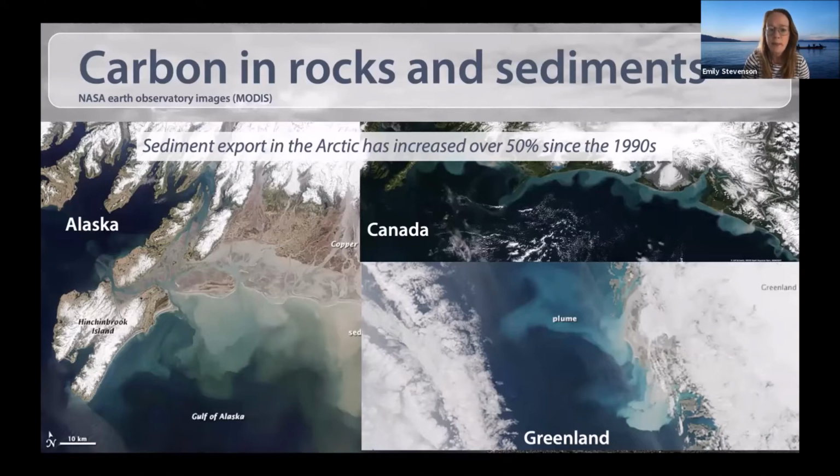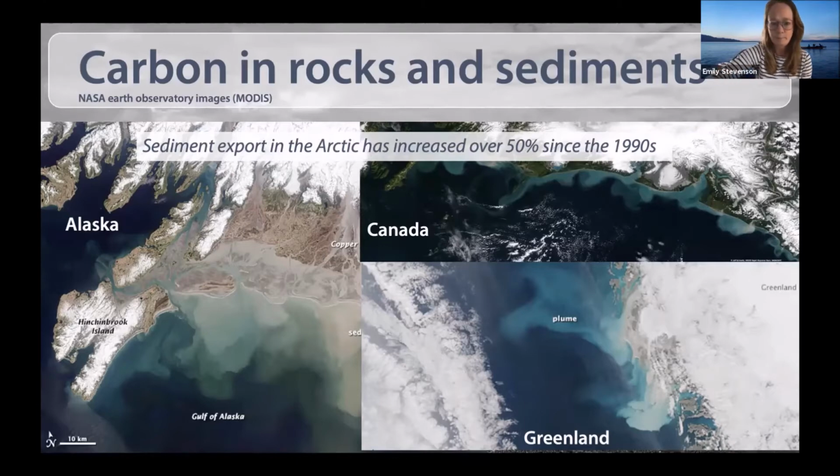This is predominantly because of glacial erosion, permafrost thaw, and outburst flood events. And since the 1990s, the amount of sediment from the Arctic has actually increased over 50%, which means we're generating more and more sediment. And this sediment means more rocks which can be weathered and more minerals that can be involved in the inorganic carbon cycle.